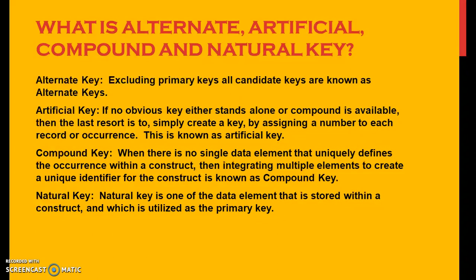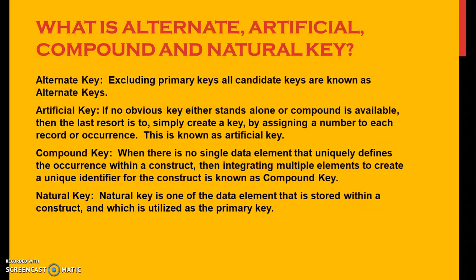What are alternate, artificial, compound and natural keys? Alternate key: excluding primary keys, all candidate keys are known as alternate keys. Artificial key: if no obvious key, either standalone or compound, is available, then the last resort is to simply create a key by assigning a number to each record or occurrence. This is known as an artificial key.